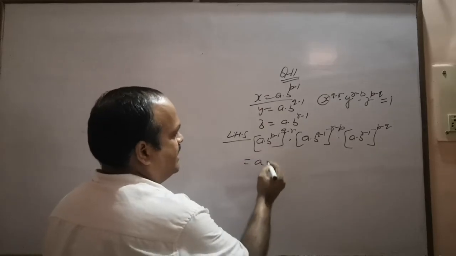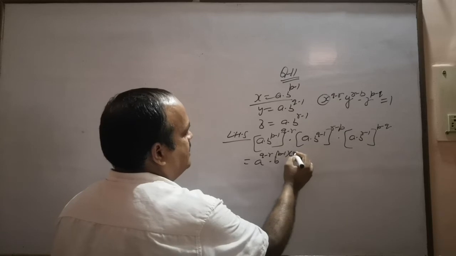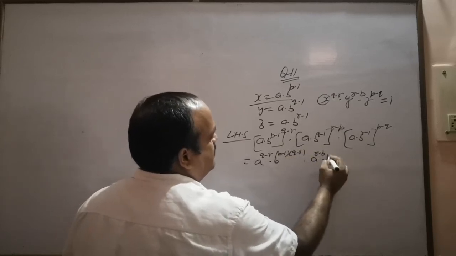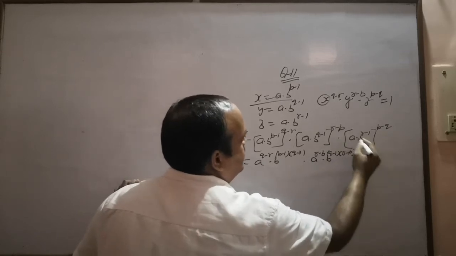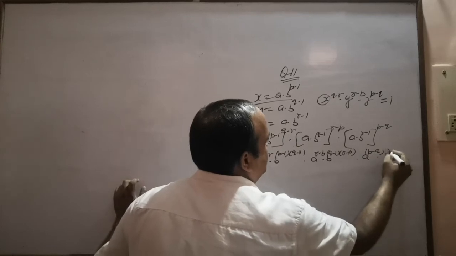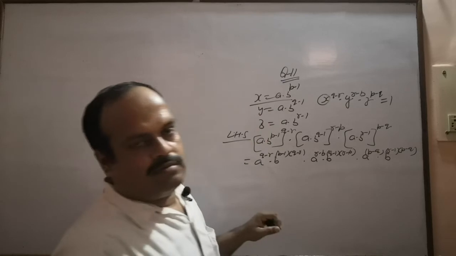Using that concept, we will get a to the power q minus r, b to the power p minus 1 multiplied by q minus r, a to the power r minus p, b to the power q minus 1 multiplied by r minus p. Similarly, here we get a to the power p minus q multiplied by b to the power r minus 1 into p minus q.